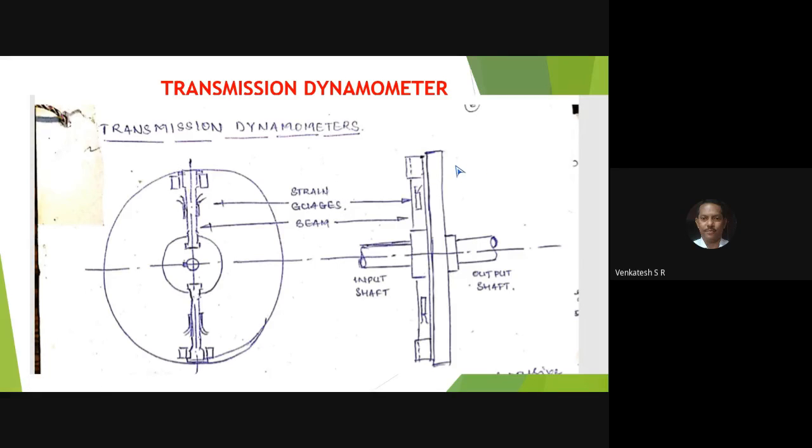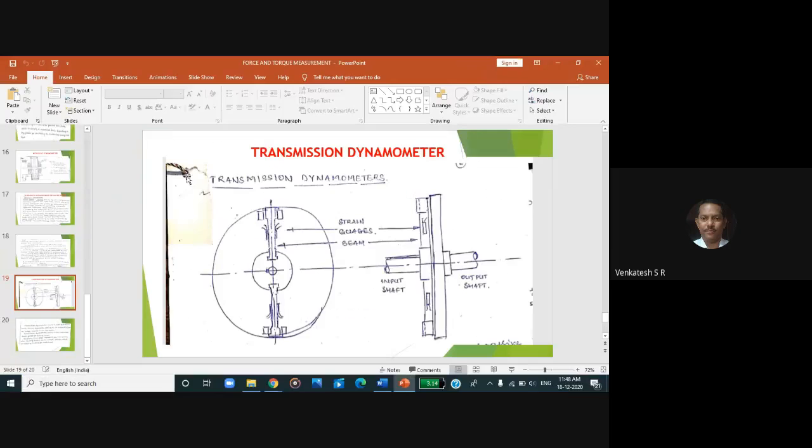So this is the last portion in transmission dynamometer or the torque measuring instruments. So we discussed force measurement and torque measurement. Next class, I will start the other chapter, the pressure, strain, or temperature measurement. Now, I stop at this stage.